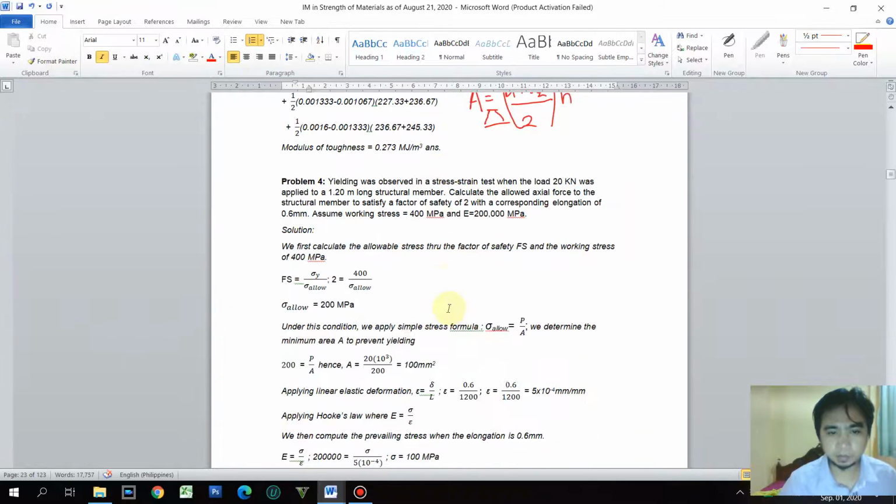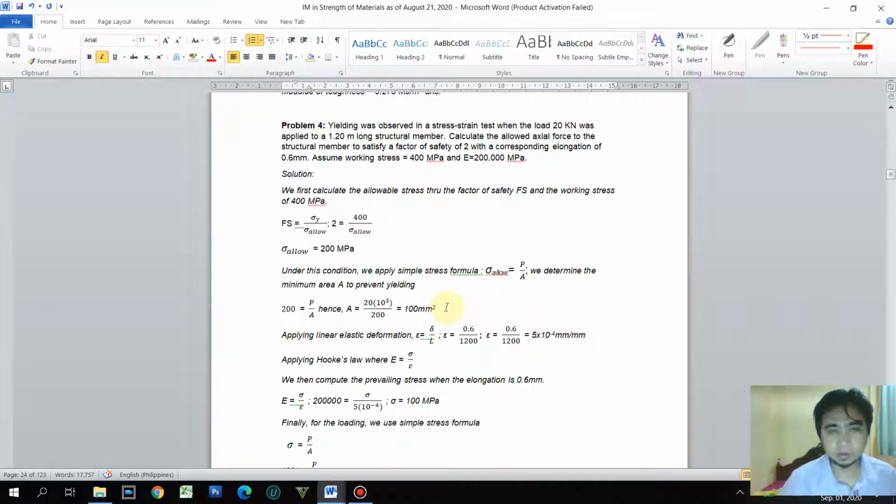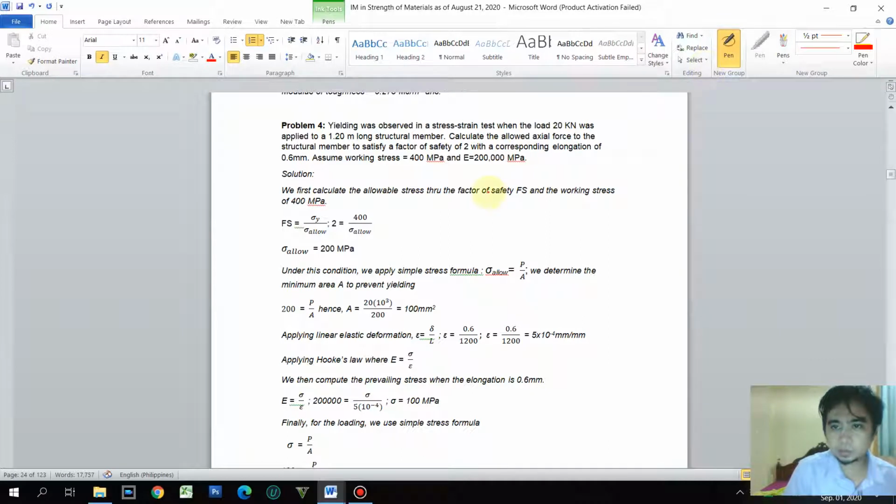So for that problem, yielding was observed in a stress strain test when the load is 20 kilonewton. So ito, the principle here is the relationship between the yield stress as well as the allowable. So it is expressed in terms of factor of safety. So let me just write that one. So Fs is equal to sigma along the yield point all over sigma allowable.